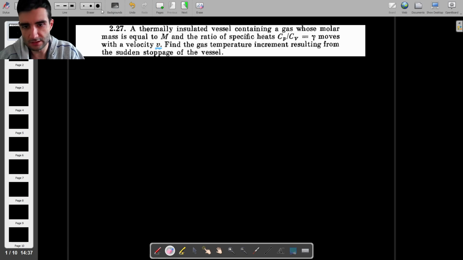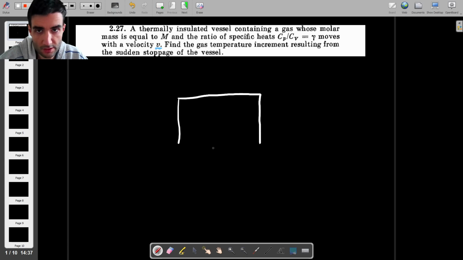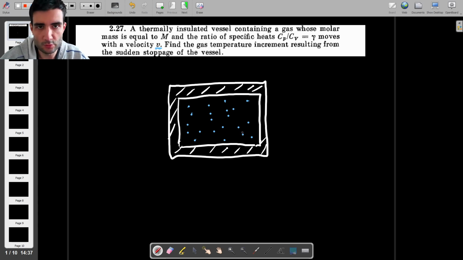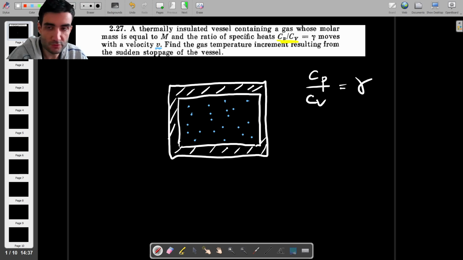So, in the first instance, we're dealing with a vessel which is thermally insulated, so that's important to note. So I'm going to draw that like this. So sort of like two layers, and we have the thermal insulation in between, and then here inside there's the gas. And we know the gas has a molar mass which is equal to capital M, and we know the ratio of specific heats is Cp over Cv, which is gamma. So let's actually write that down. We have Cp over Cv is equal to gamma, and it moves with a velocity v.